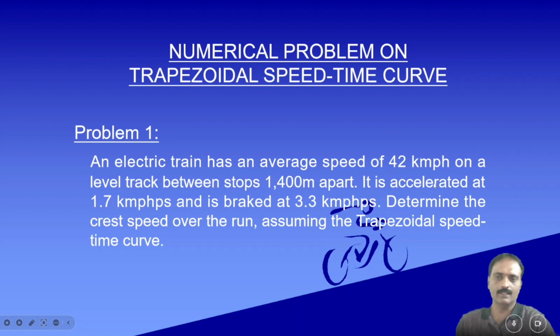It is accelerated at alpha given as 1.7 kmph/s, and braked at retardation given as 3.3 kmph/s. So everything is fine. Determine the crest speed. Crest speed means maximum speed over the run assuming the trapezoidal speed time curve. Sometimes the name of the curve will not be specified. Depending upon the data that is given, we have to assume whether it is trapezoidal speed time curve or quadrilateral speed time curve.